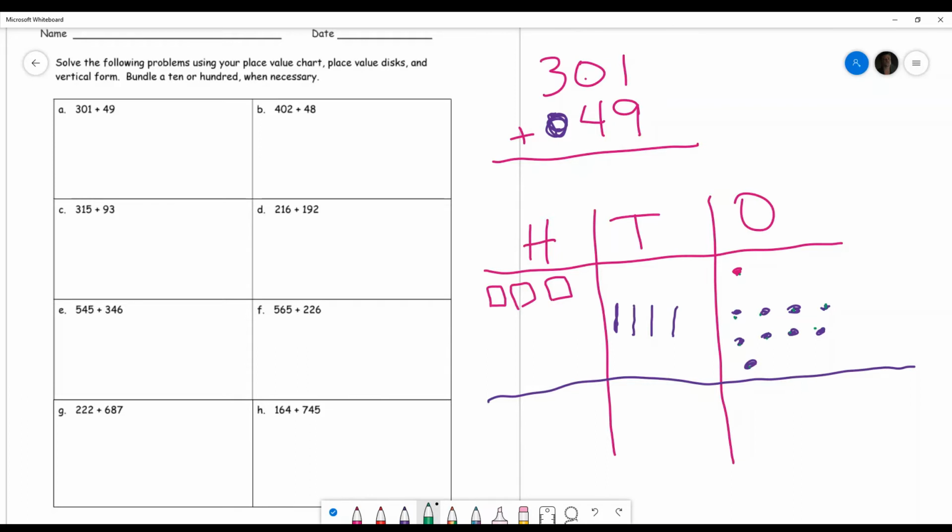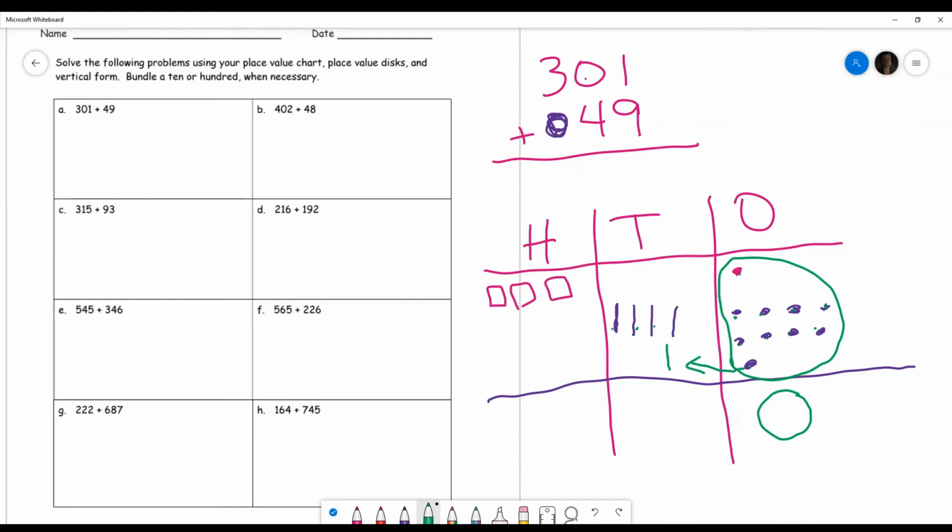So what we're going to do is we're going to take this bundle of 10 and we're going to move it to the 10 spot. So you would put a 0 in the ones because we do not have any ones left over. So let's move our extra 10 that we bundled over here. So now let's count our tens. 1, 2, 3, 4, 5.